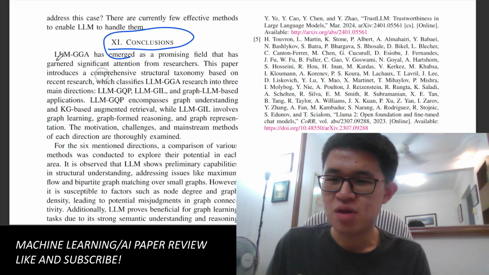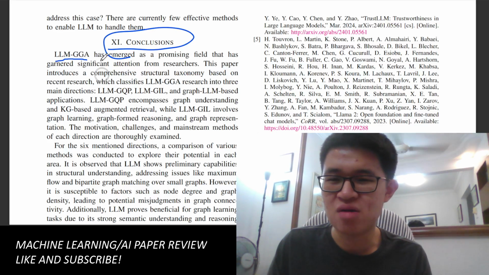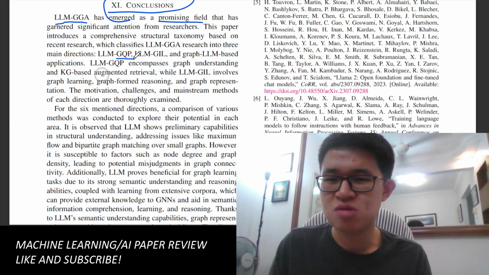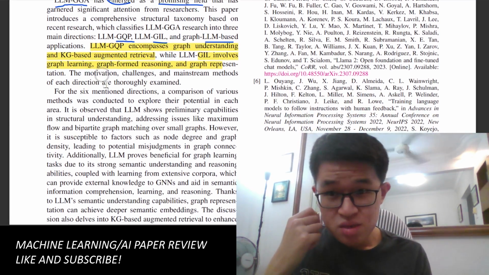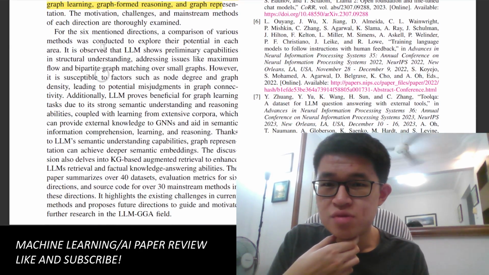Okay, conclusion. What they found out is that generative graph application with LLM is a promising field of research. So they've categorized it into graph query processing, graph inference learning, and graph-LLM-based application. LLM query processing encompasses graph understanding and knowledge graph-based augmented retrieval, while GIL involves graph learning, graph-formed reasoning, and graph representation learning.